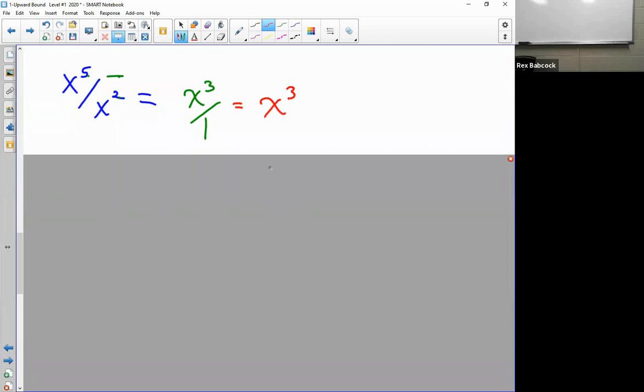And that works unless the problem would have looked something like this: x to the 4th plus x squared over x cubed. That's a different problem. You can't subtract there because there's addition in the problem, and we'll cover that a little later on. I hope you already know the difference. But here, there's no addition to subtract, so when you divide exponents, you subtract.